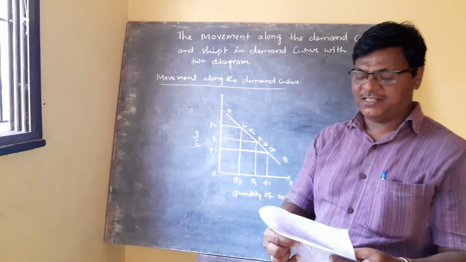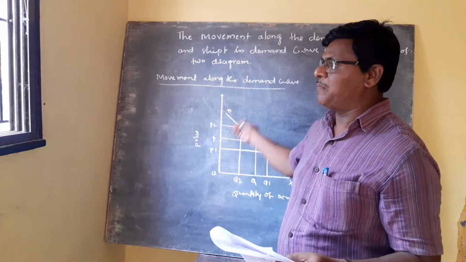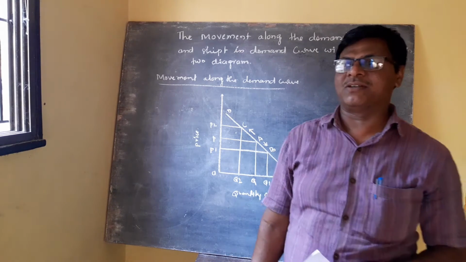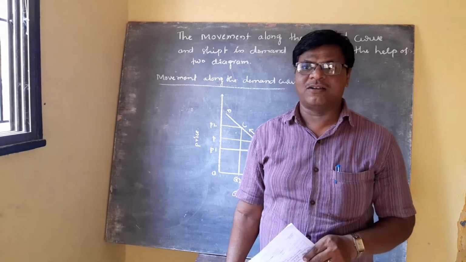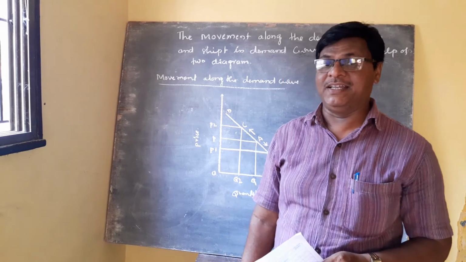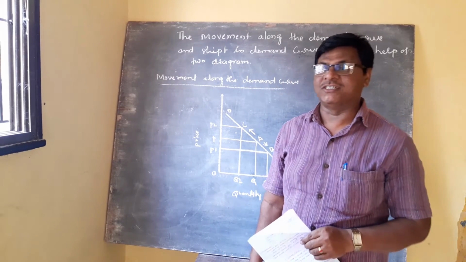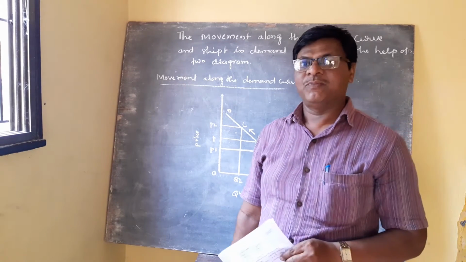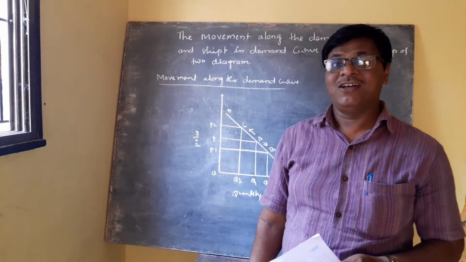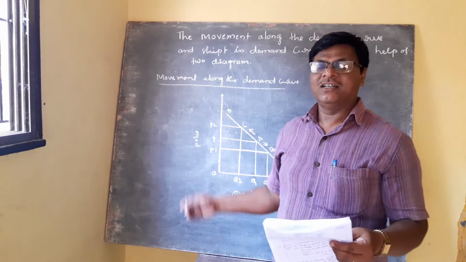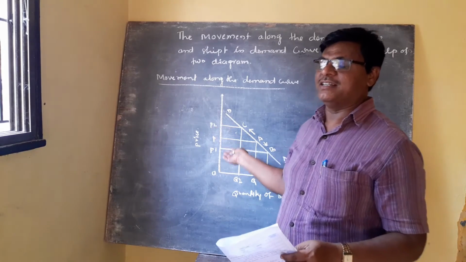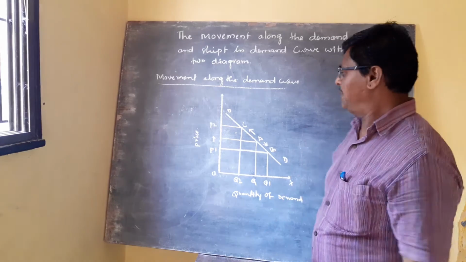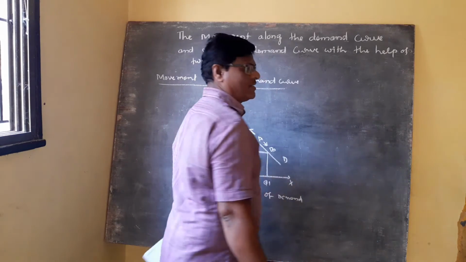Movement along the demand curve is when the change in quantity demanded of a commodity is only due to price. The demand function shows the relation between the quantity demanded and the price of the commodity, other things remaining constant, meaning the income of the consumer, the preference and taste of the consumer, and the prices of other related goods are constant. If there is any change in the price, it leads to a change in demand along the same demand curve.